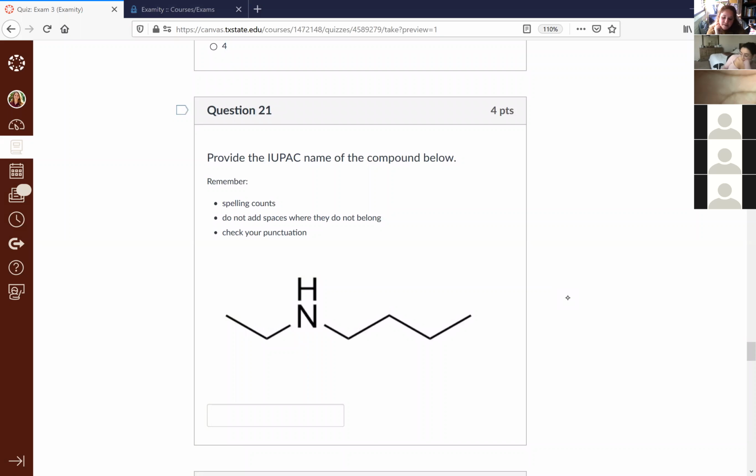Okay, provide the IUPAC name of the compound below. This crushed a lot of people. When you're doing IUPAC naming, all the same rules all the time, right? First, you find the longest carbon chain. What is the longest carbon chain? Butane. Yeah, so we have a 4-carbon chain. So what is a 4-carbon amine called?